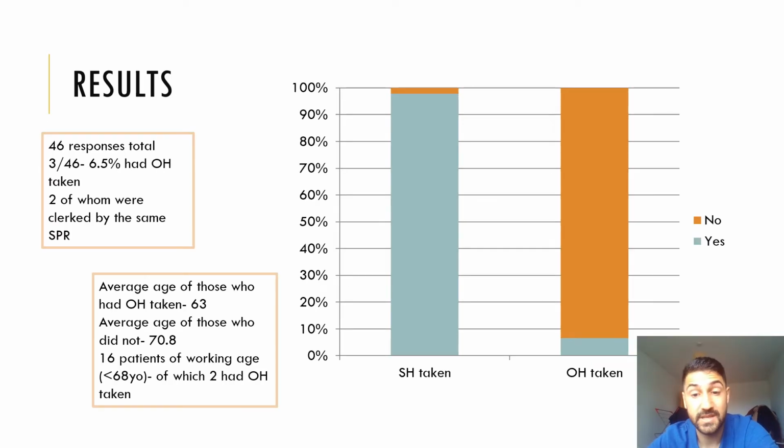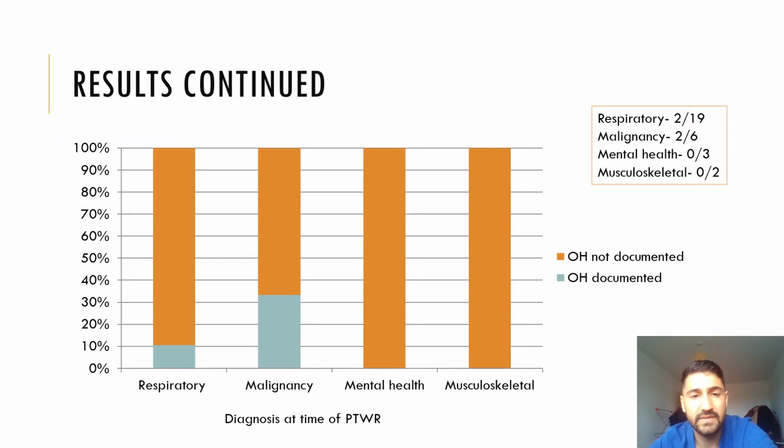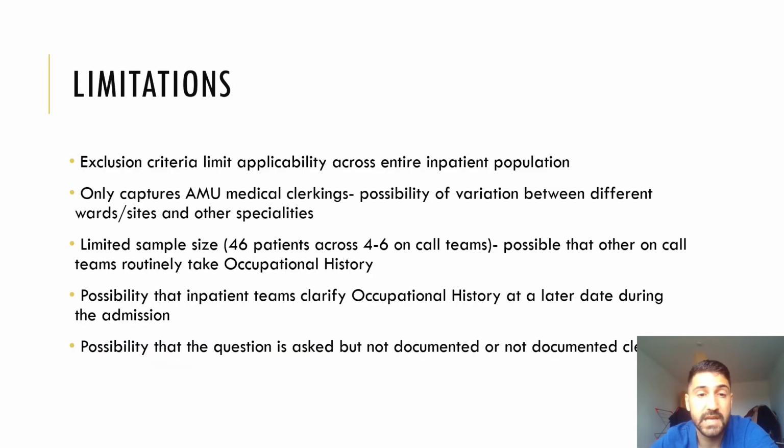The initial audit had demonstrated that only 6.5% of people had had an occupational history taken. We can see that in this slide in certain disease groups. Here we can see the limitations of the audit.